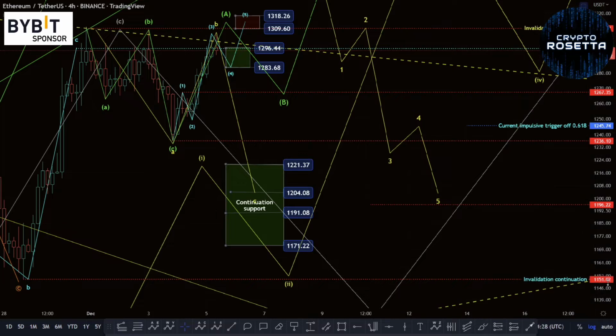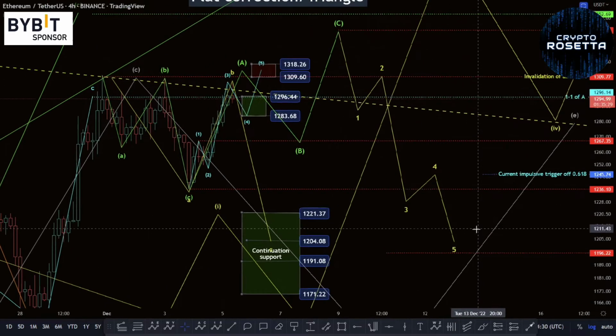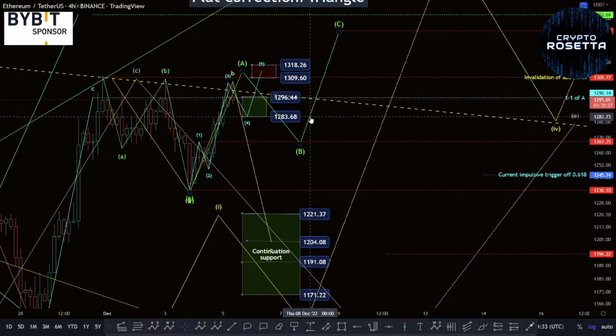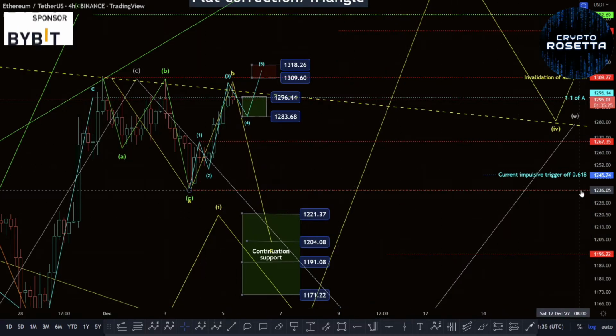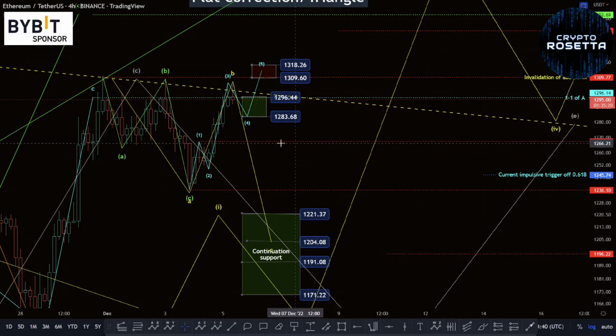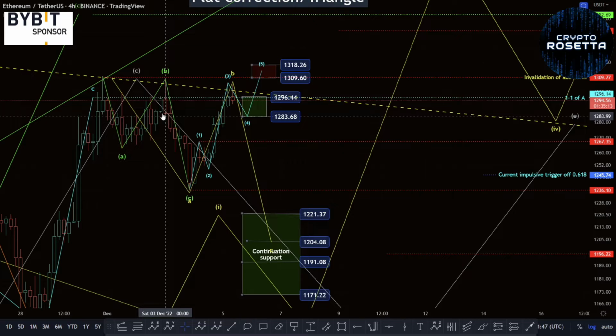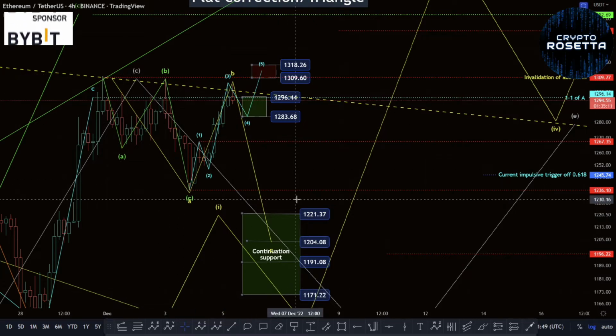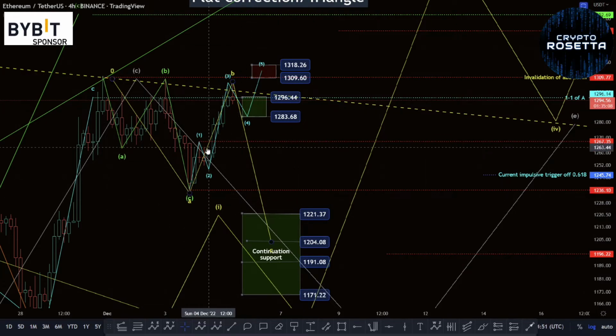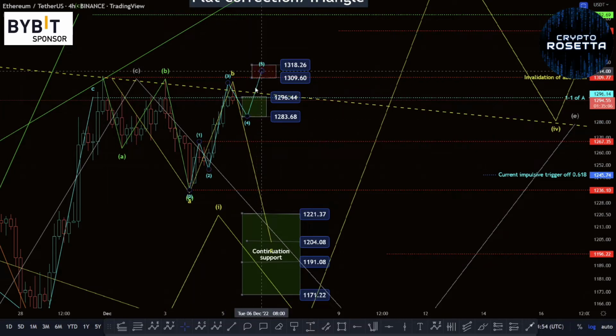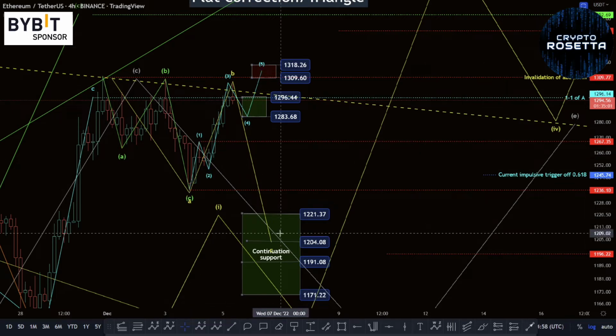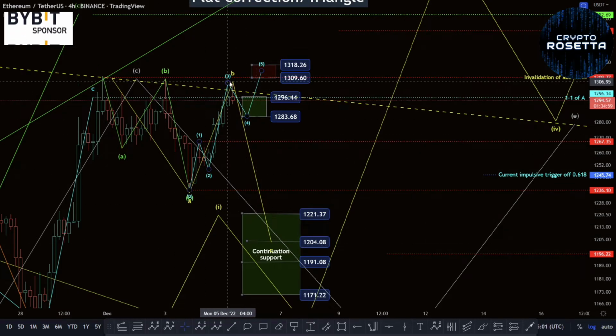Progression would be invalidated by crossing this 1151 area, and until we break down past this 1236 area and this 1267. If we move past the 1267, it invalidates this 5th wave. So basically, if that happens, then we would be just looking at this as a B wave and then looking for a continuation to the downside. If we fail to develop this 4th and 5th wave here, then we can just look at this as a zigzag, and then it breaks down in a 5-wave move from here.